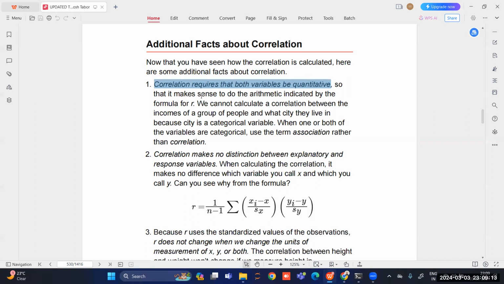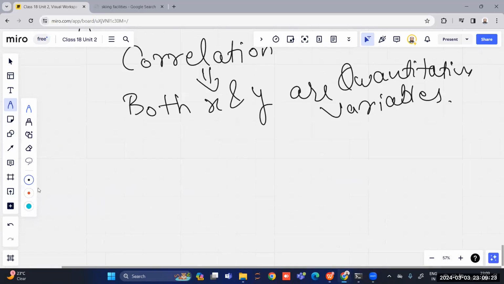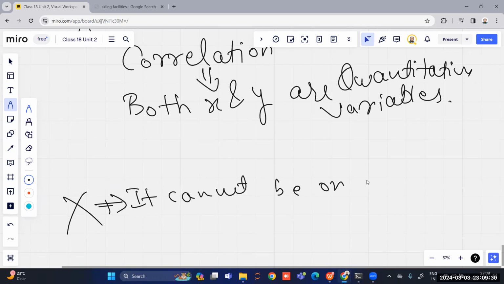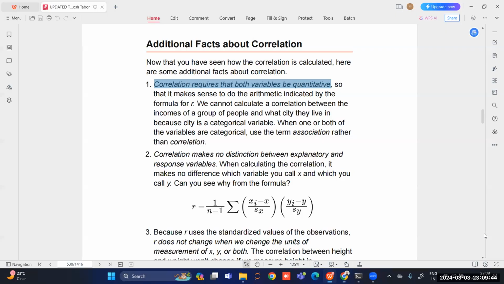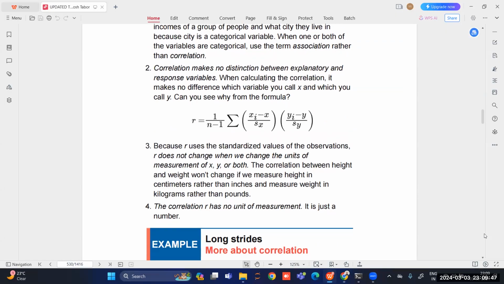We cannot calculate the correlation between the incomes of a group of people and what city they live in. It cannot be one quantitative and the other categorical. Correlation cannot be calculated in that case. Yes, that's the thing.